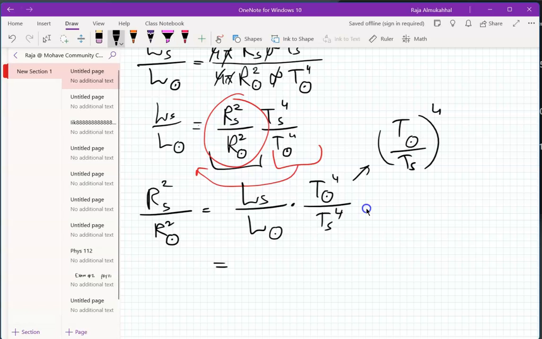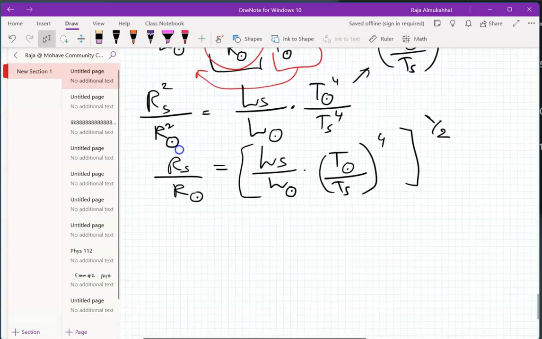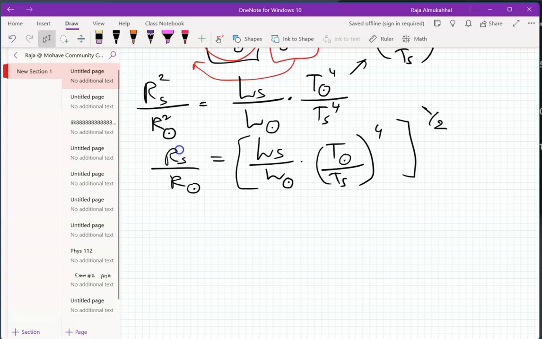This is basic algebra. So I have here R sub S over R solar times T solar over T S quantity to the fourth. And then I have those two in squared right there. So I have R sub S over R solar, and then all of that under the square root. Anyway, if you don't get the algebra, it's okay. There is one formula in the formula sheet that's ready for you. You can just plug in the numbers. You don't need to go through those steps. But I thought I'll do the steps for those of you who enjoy derivation. I'm sure some of you like it.